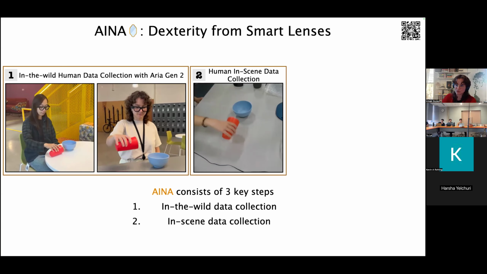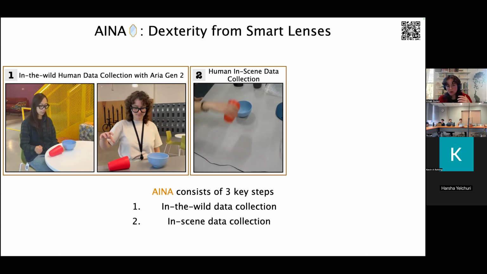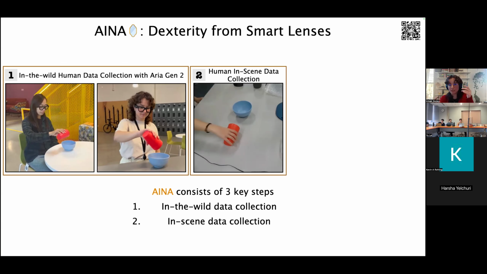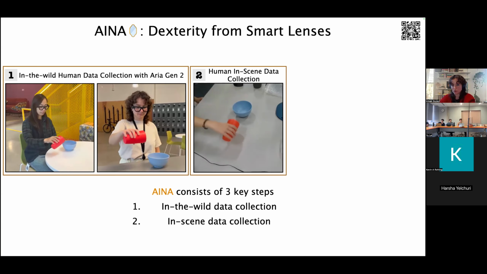And in order to properly shift to the robot's scene, I used an extra in-scene data collection. But there are a lot of different works that handle this problem in different ways. For example, ZeroMimic just measured the distance from the RGB camera to the middle of the operation space and then used that to shift all of the environments.